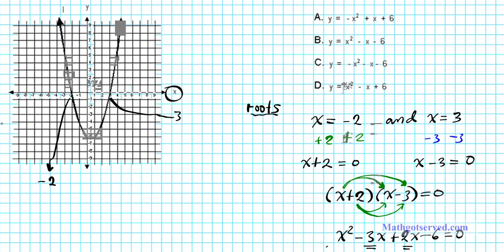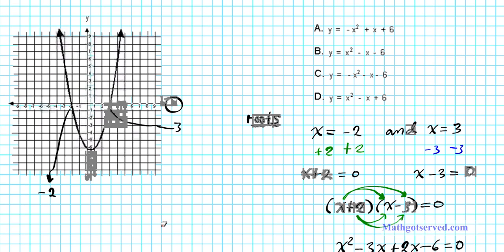x squared minus x minus 6. Our answer is option letter B. Okay, so that's that.